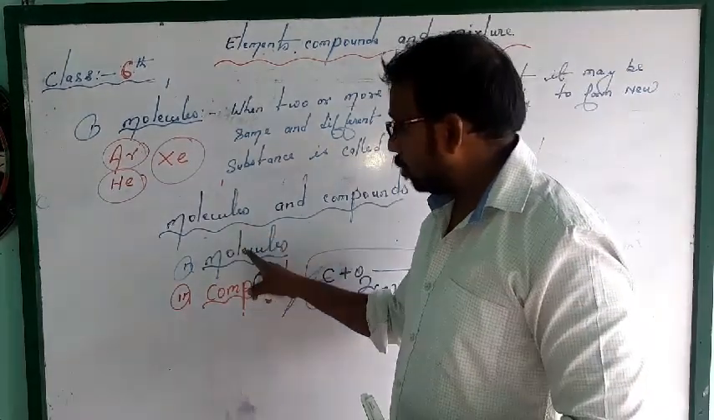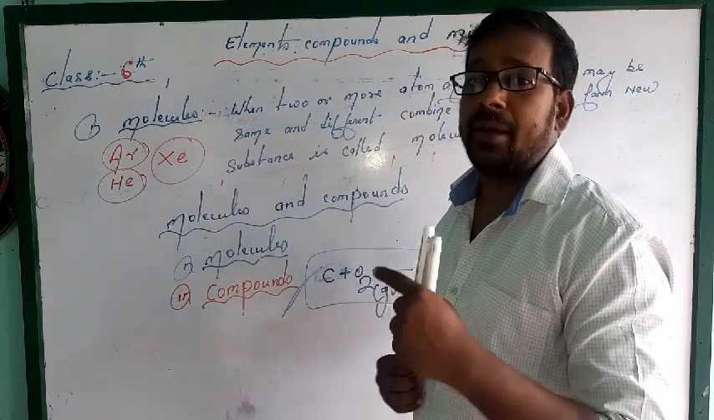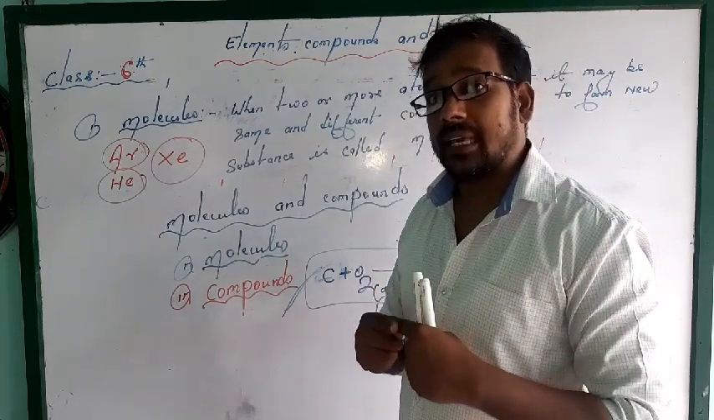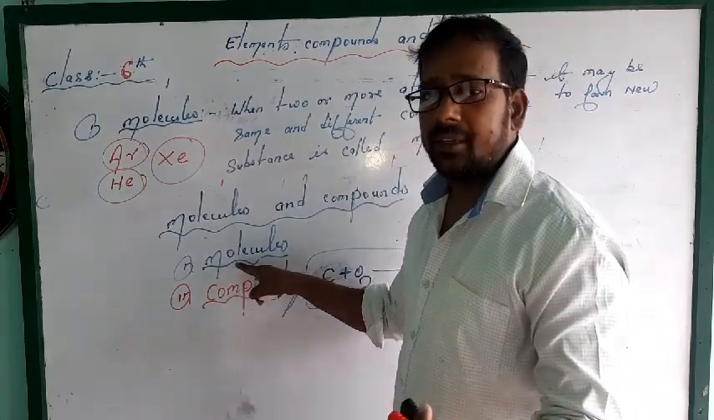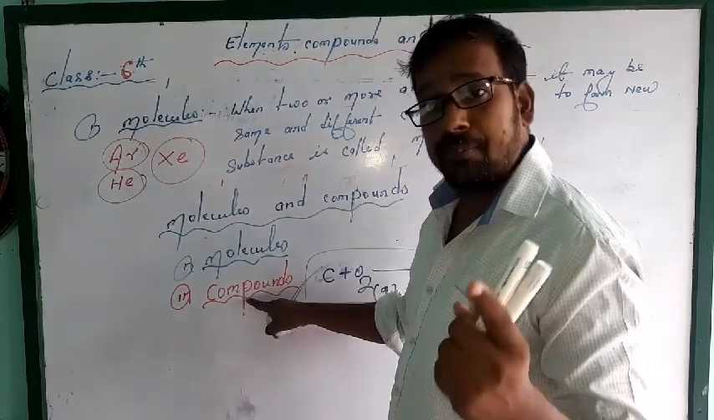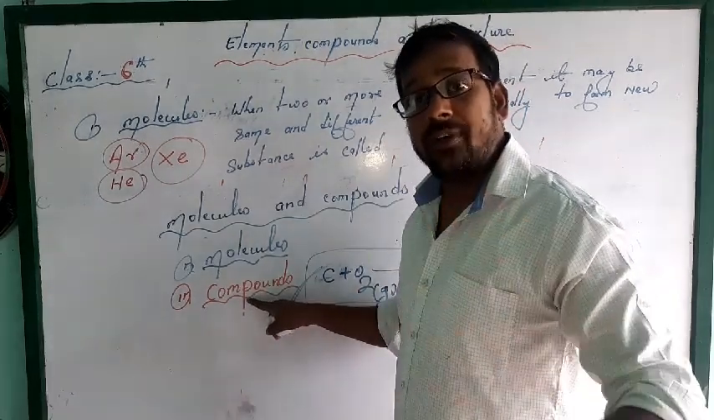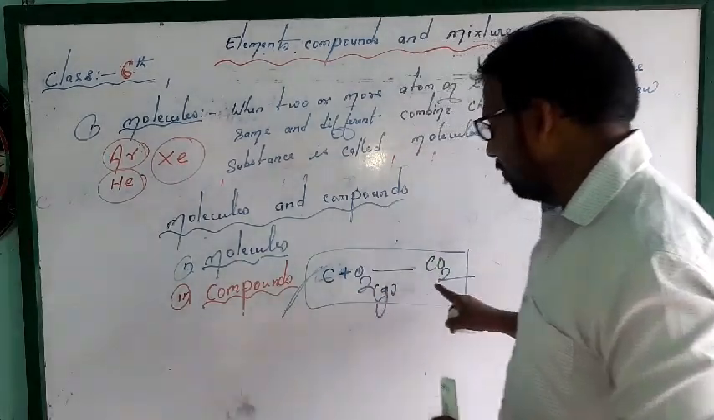So in both cases, molecule and compound, elements are chemically combined with each other. But in molecules, the atoms may be the same or different. But in the case of compound, the atoms will always be different elements. They will combine to form a compound.